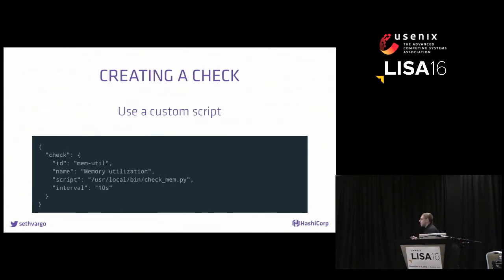So here's an example of a check that uses a custom script. This is just a Python script that checks memory utilization, just showing that you can use basically anything on the system. Here's one of the built-in checks, which is an HTTP check. This is effectively going to make a curl and check that the response code is a 200-level response code.